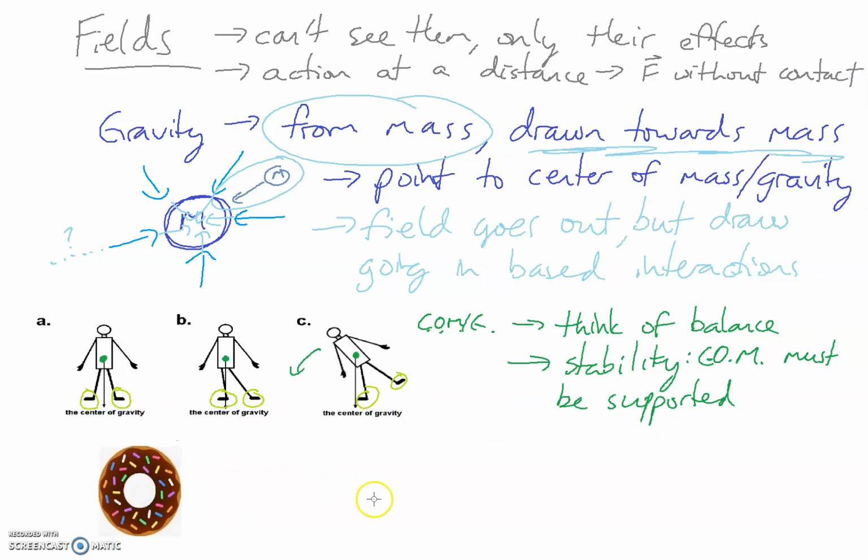The center of gravity for a donut is in the hole. It's not actually part of the structure. It's kind of weird, but that's just it. It's actually in the middle of the donut itself. That's why it is impossible to balance a donut if it's flat.